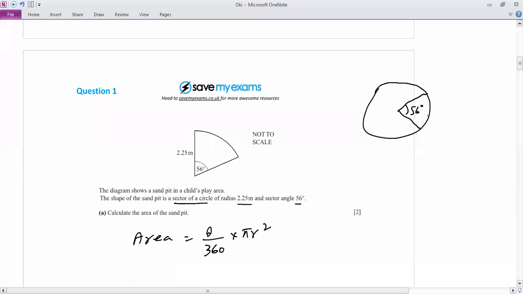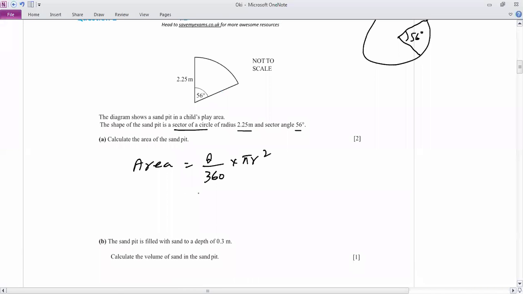This is 56 degrees. So just put in the value and get the area. Everything you have: theta is 56 over 360 into pi, 3.142, into r squared. What is r? r is 2.25 meters.